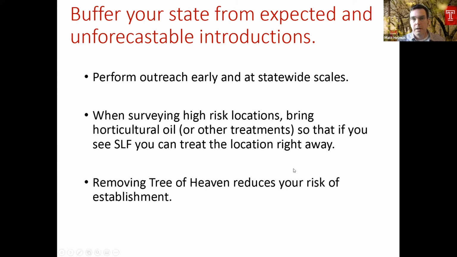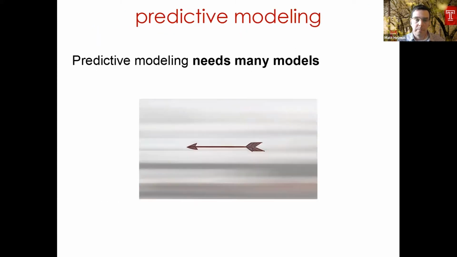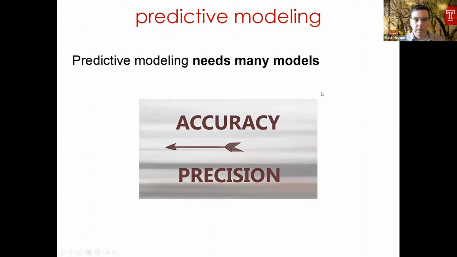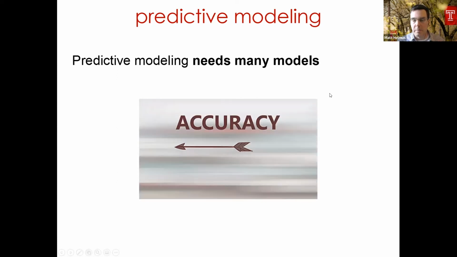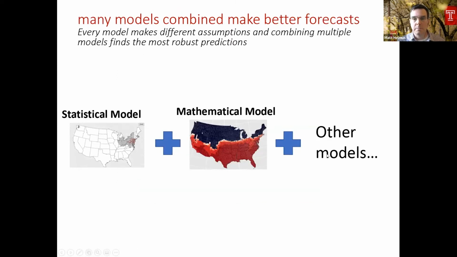And then finally, one way to also buffer areas is by removing tree of heaven. That does seem to experimentally reduce your risk of establishment. And finally, let's talk a little bit about predictive modeling and the need for many models. Many models combined make better forecasts. Every model makes different assumptions, and by combining multiple models, you find the most robust predictions.